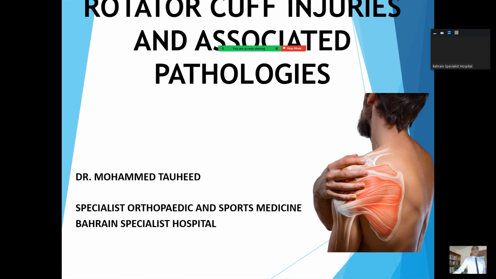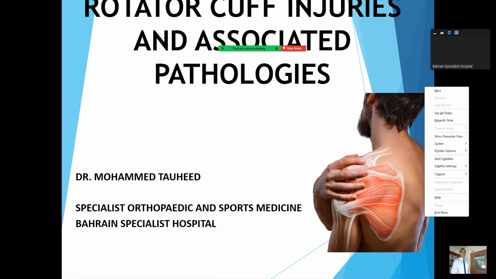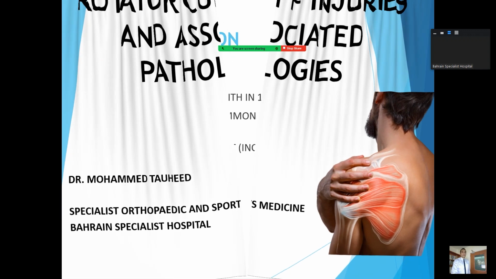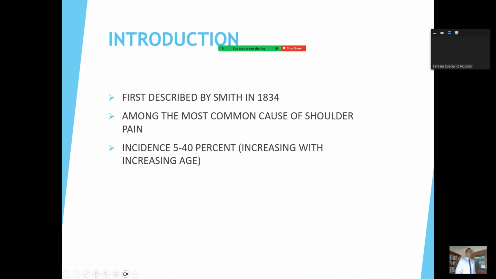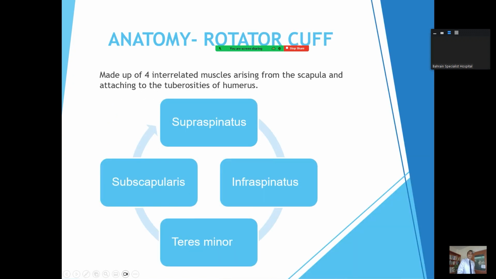Good morning, everybody. Today's topic of discussion is rotator cuff injuries and associated pathologies. So, rotator cuff injuries were first described in 1834 by Smith. This is one of the most common causes of shoulder pain. The incidence of rotator cuff injury increases with age. It ranges from 5% to 40%.